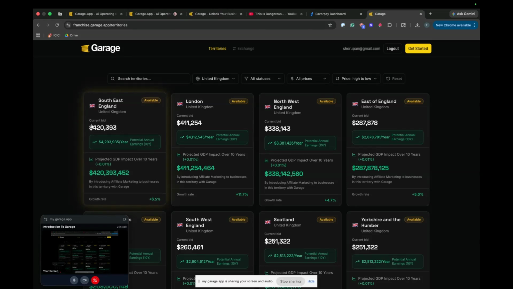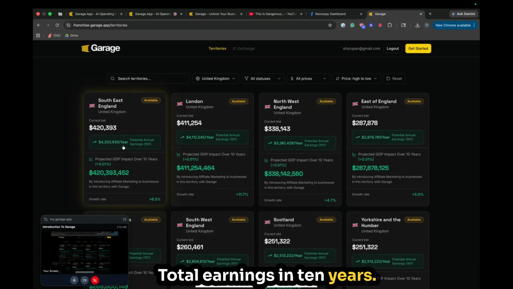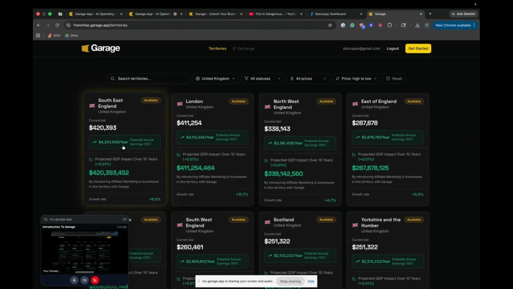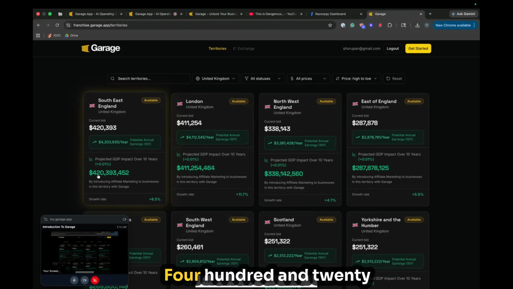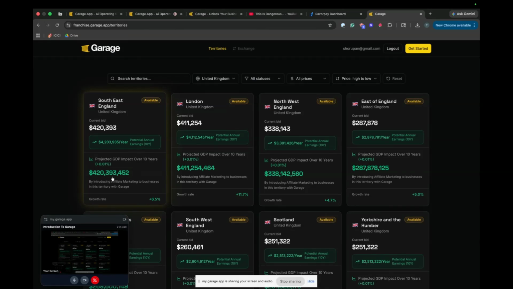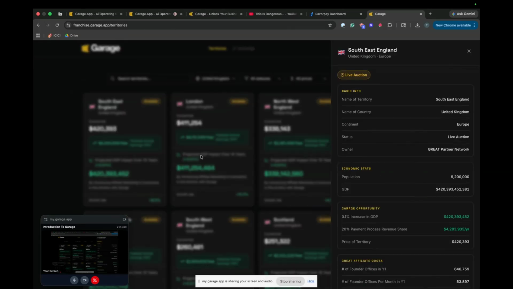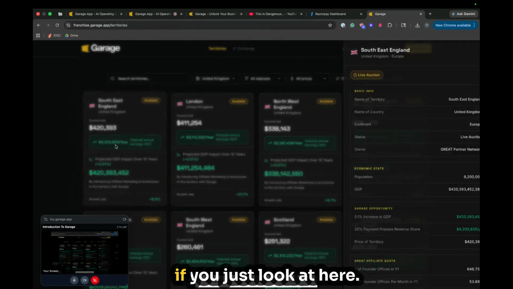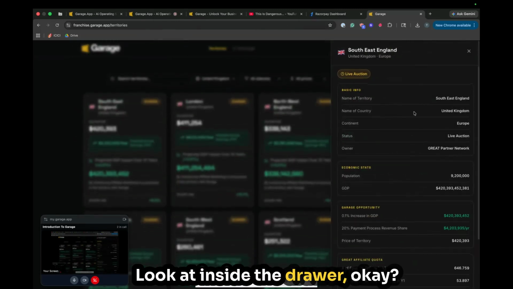420,000. That's the price. Or $4.2 million per year. Total earnings in 10 years. Potential annual 120 million is if we increase the GDP by 0.1%. 0.1%, not even 1%. Can you hear me? Actually, it'd be easier if you just look at here. Look at inside the drawer.